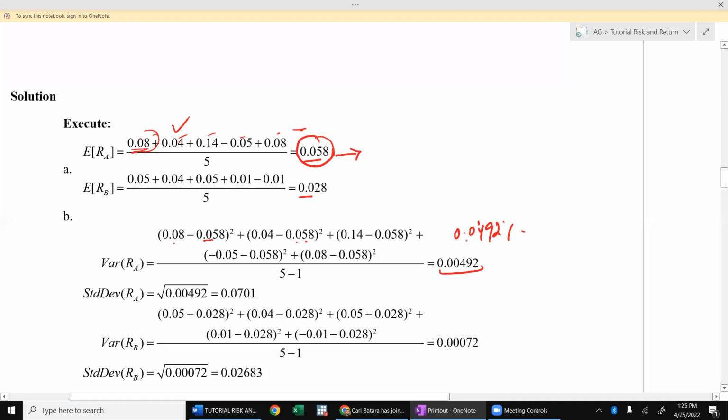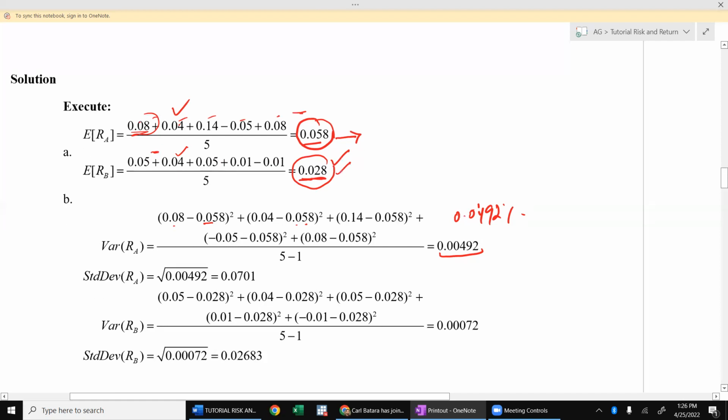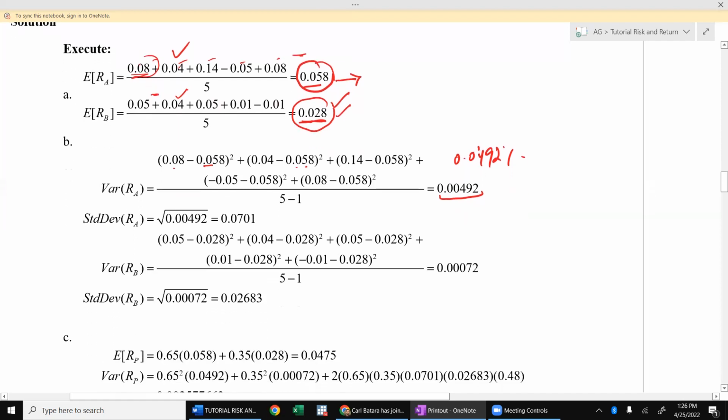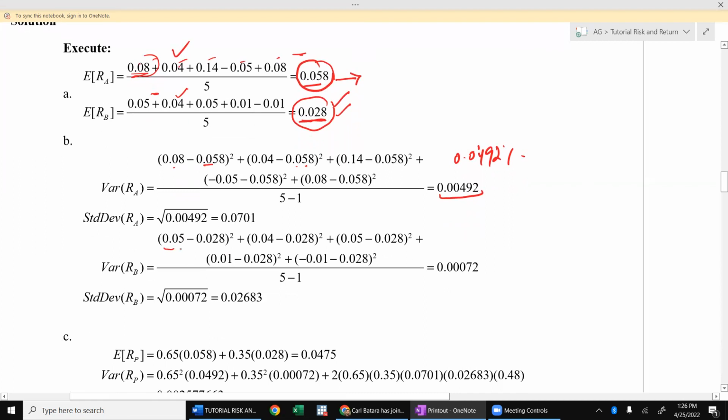We need to calculate it. For B, similarly, we have the returns of A and B. So we need to subtract the mean from each individual return: 0.059 minus this, 0.04 minus this, and so on, right? So we will do it for our security B. So 0.05 minus 0.028, squared, will be the square deviation, then 0.04 minus 0.028, squared, and so on, divided by n minus 1, and that would be your answer.